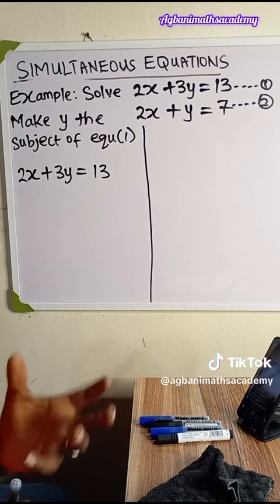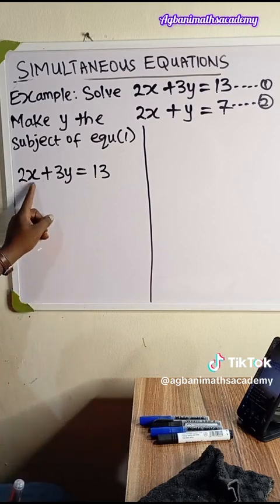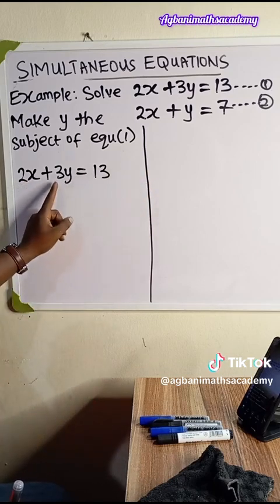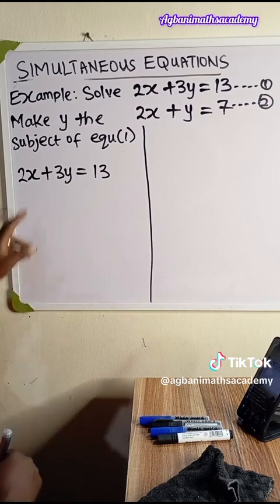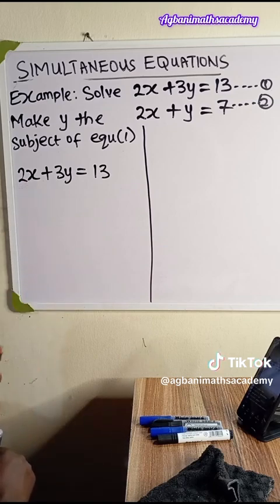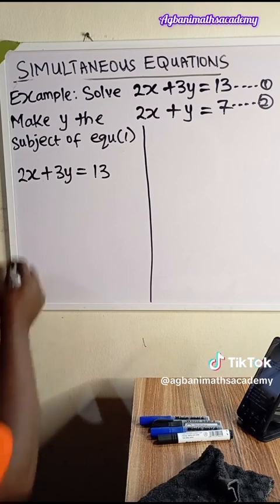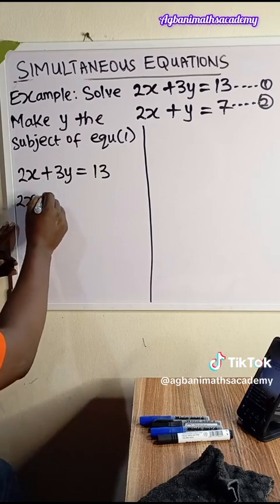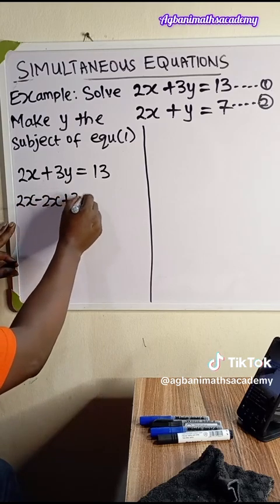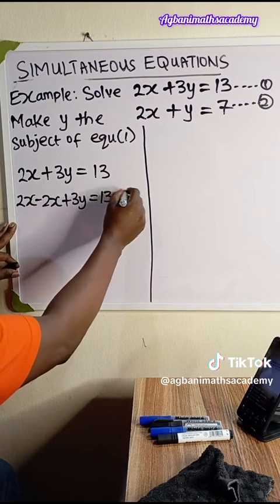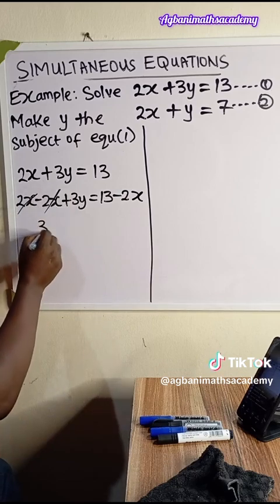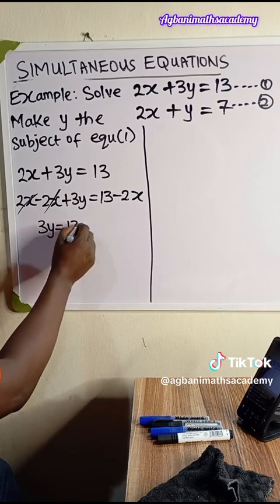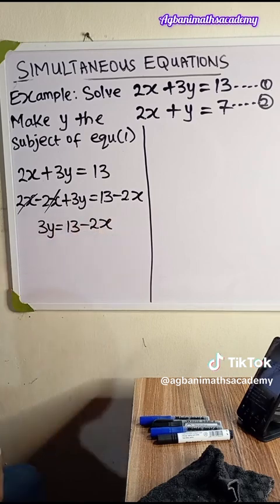So making y the subject of equation 1 means 2x is going to move to the right, and also 3 is going to move to the right. So the first value we need to move to the right is 2x. In order to move 2x to the right, we need to introduce the opposite of 2x, which is minus 2x. So we have 2x minus 2x plus 3y is equal to 13 minus 2x. So 2x will cancel 2x. We have 3y is equal to 13 minus 2x.